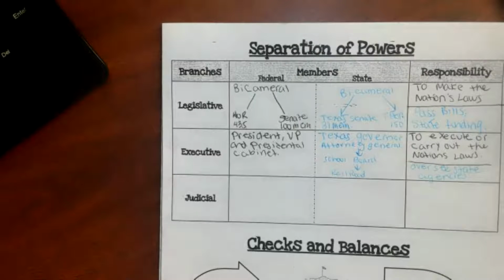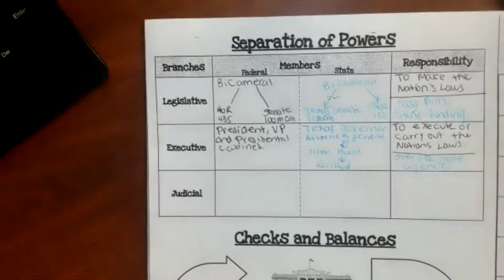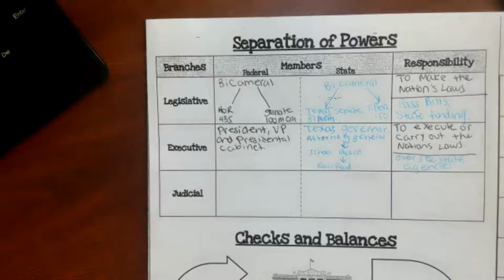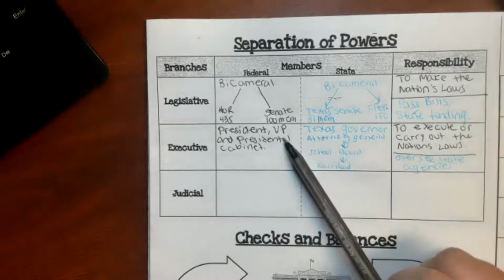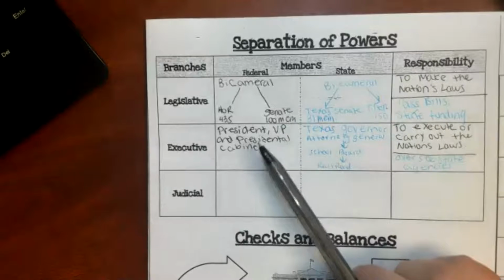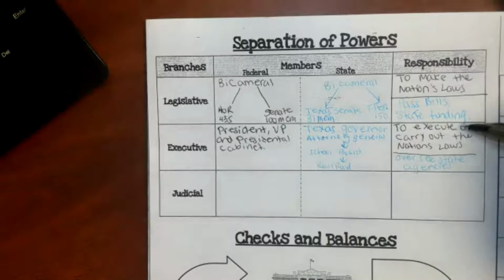It's just that each one has a particular job, and the Texas governor is there, again, to oversee the state's agencies. Just like the president is able to go ahead and oversee his particular areas, specifically inside of his cabinet, to carry out the nation's laws. So again, the executive branch is very important.